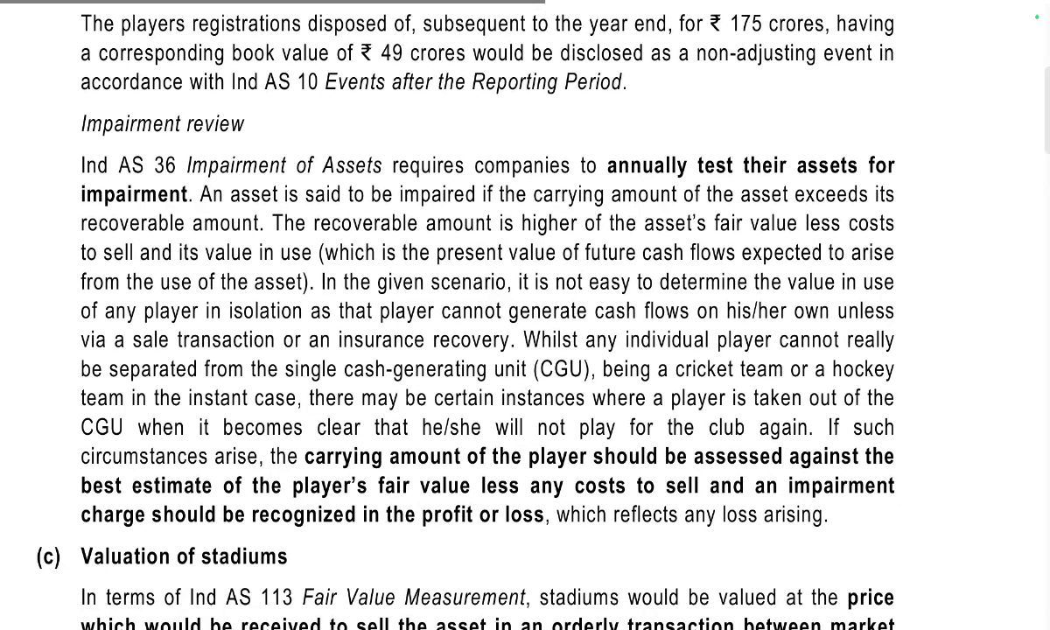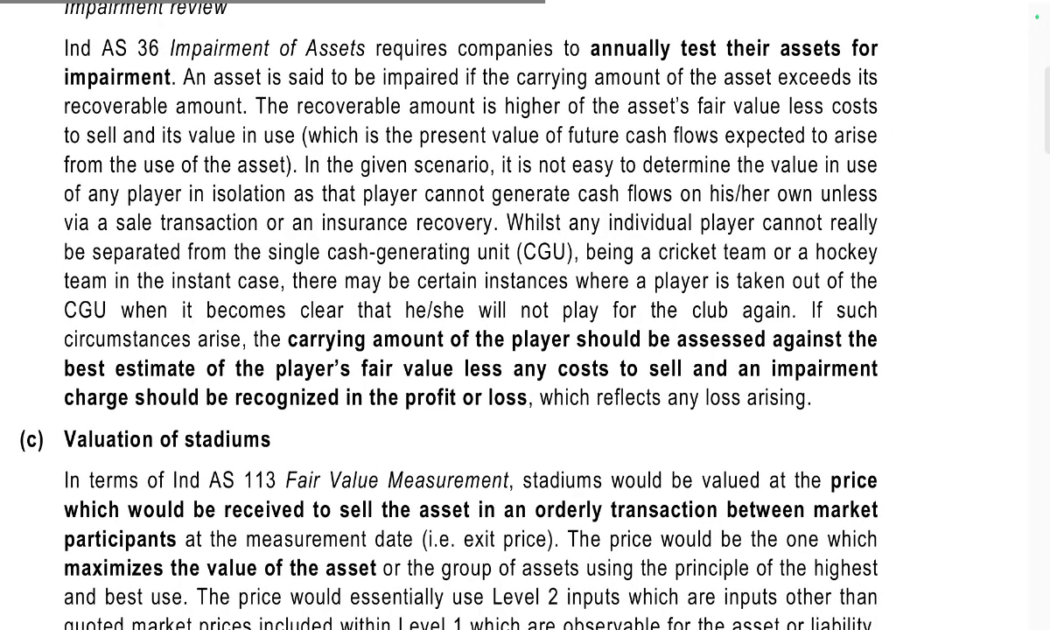Impairment review under Ind AS 36, Impairment of Assets, requires the company to test its assets for impairment annually. An asset is said to be impaired if the carrying value of the asset exceeds the recoverable value. The recoverable amount is the higher of the asset's fair value less cost to sell and the value in use. Value in use is the present value of the future cash flows expected to arise from the use of the asset. In the given scenario, it is not easy to determine the value in use of a player in isolation, as the player cannot generate cash flows on his own unless it is a sale transaction or insurance recovery.